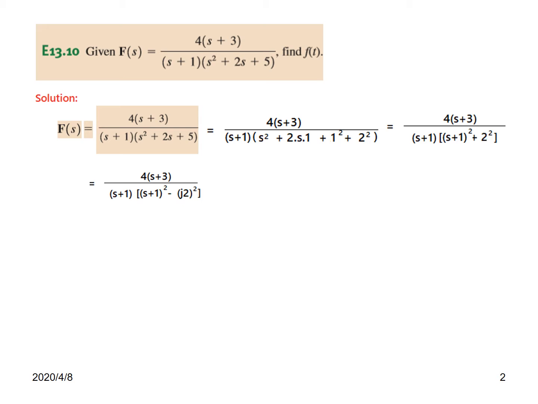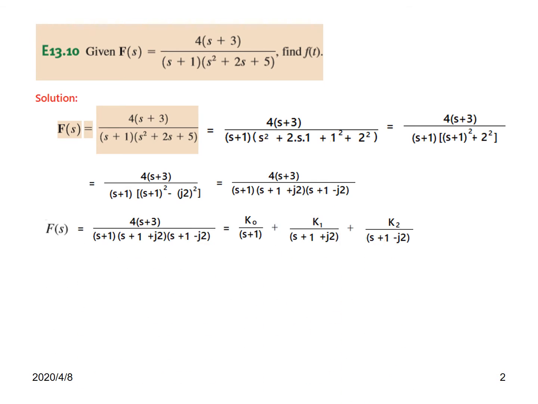Now since this is in the form of a plus, (s + 1)² + b², we need a minus here so that we can use the formula a² - b² = (a + b)(a - b). So to make this minus, we'll just manipulate a little bit. We write it as minus (j2)². We know that j² is equal to minus 1, so minus minus will become plus. And now we can easily factorize this. So it becomes (s + 1 + j2), a plus b, and a minus b, (s + 1 - j2). So these are the three factors now we have.